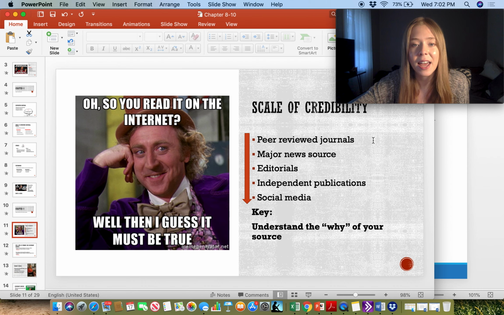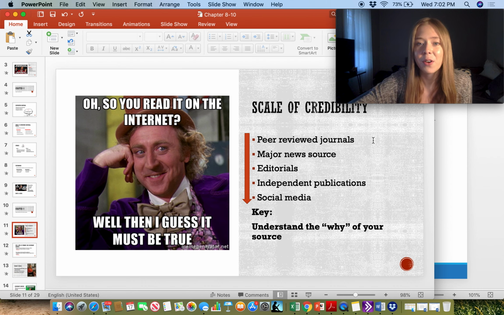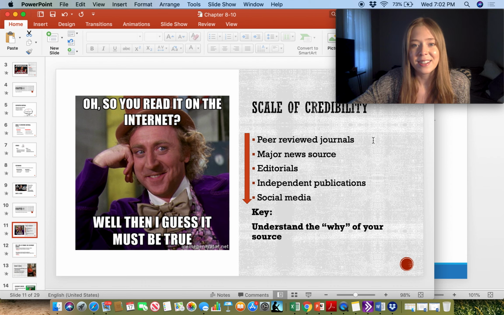And next we'll move down to editorials and independent publications. Again, we're just kind of going down on the scale. These are less regulated. They're not necessarily as credible because they don't have the history and the credibility and the ethos behind them that things like major news sources do. And then finally, social media.